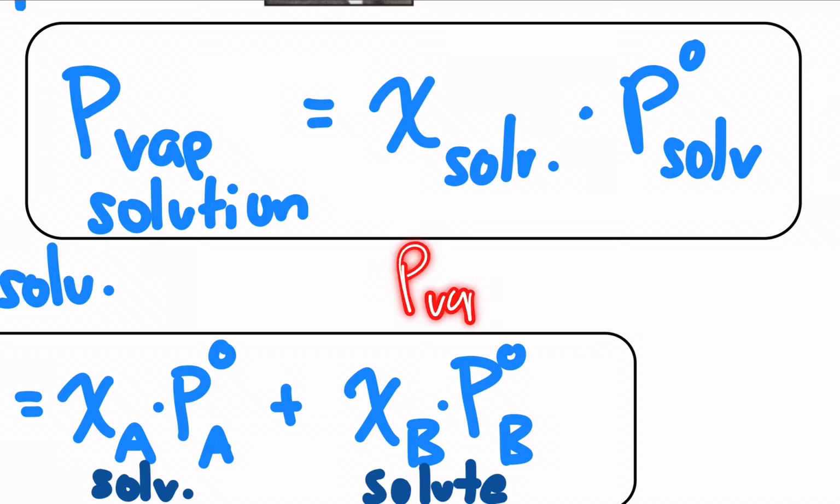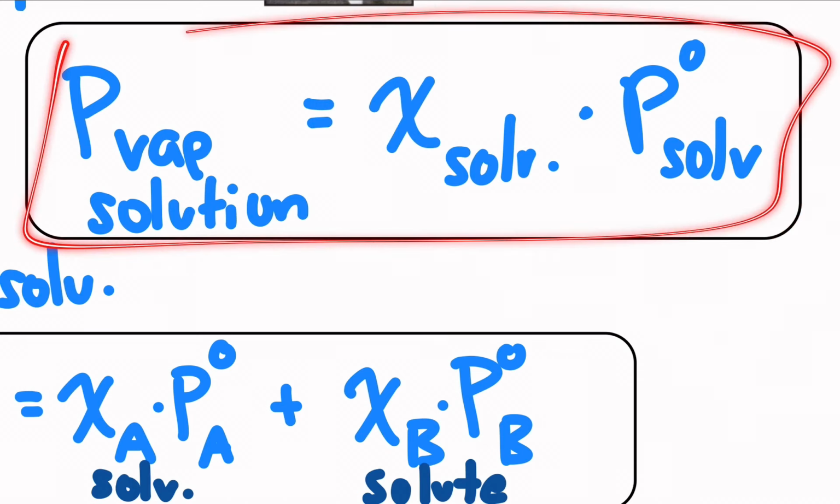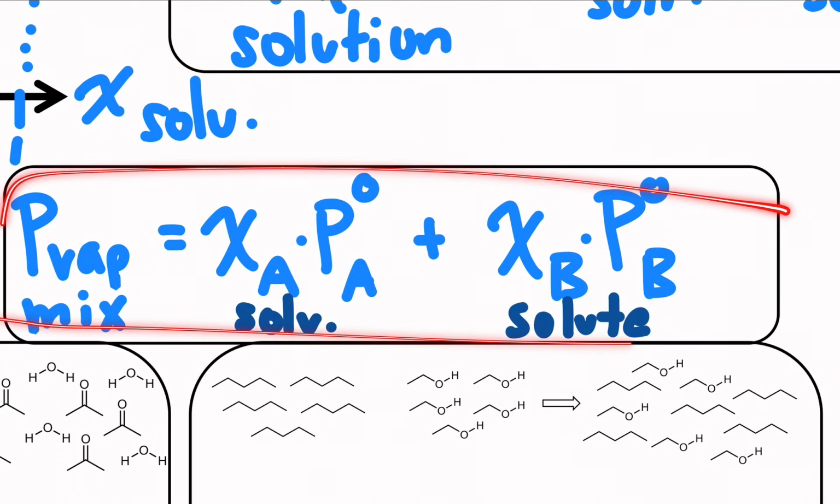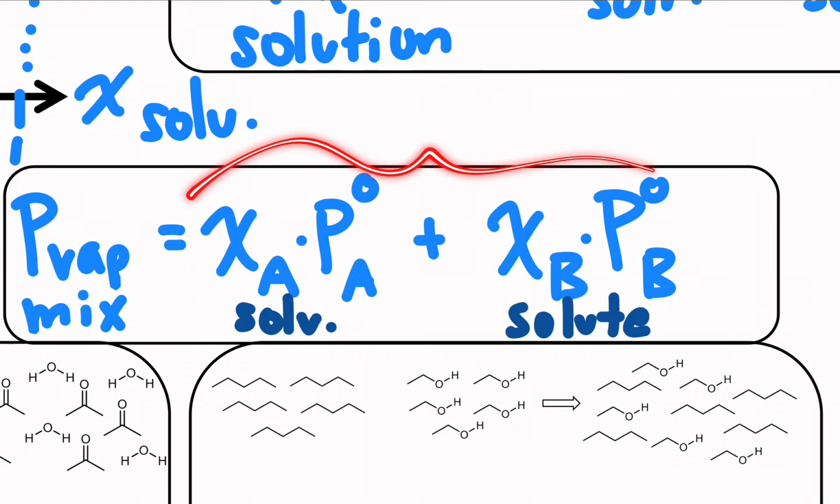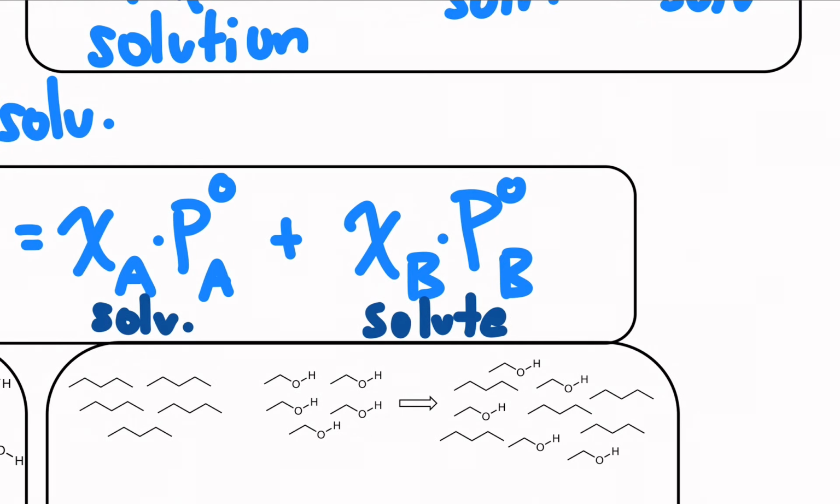The vapor pressure of a non-volatile, almost by definition, is equal to 0. So we only have to consider the solvent's vapor pressure in the original equation. This is just a modified version, and you can see it's a weighted average relationship. This is only true for ideal solutions. Ideal solutions only.